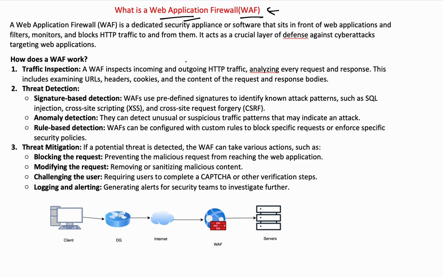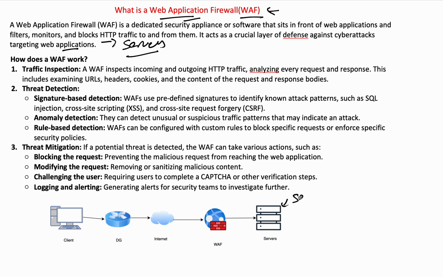So basically, a WAF is a dedicated security appliance or software that sits in front of your web applications and filters, monitors, and blocks the HTTP or HTTPS traffic to and from them. It acts as a crucial layer of defense against cyber attacks targeting web applications. By web applications, we mean servers. So if it protects servers, this is your example of a server.